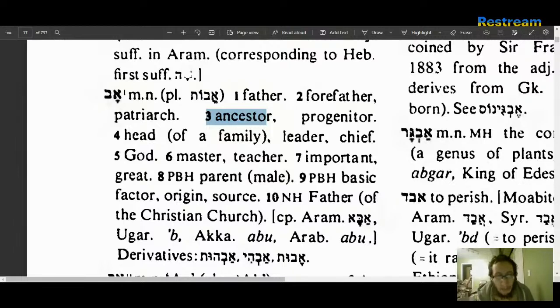But in Hebrew, the mother is not considered the originator. The father is the originator. There's a different word used for mother, but father is essentially the one who makes it come into being, the originator. In post-biblical Hebrew, it means the basic factor, origin, or source.